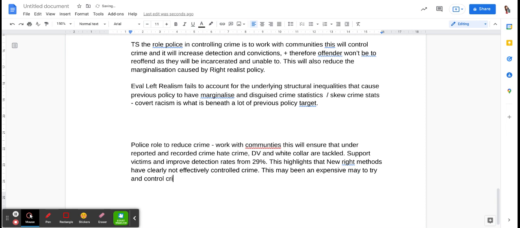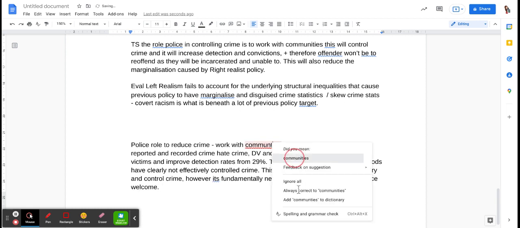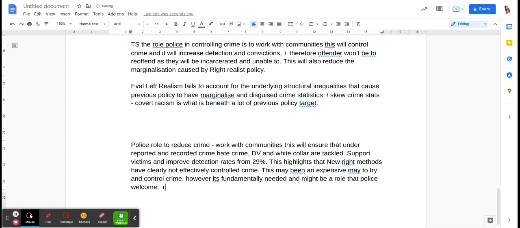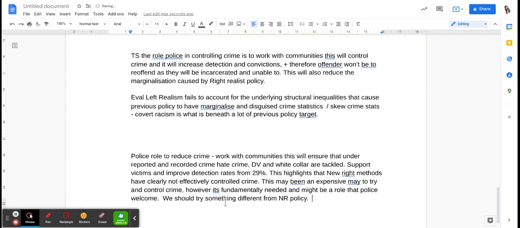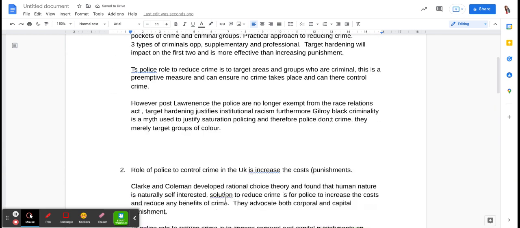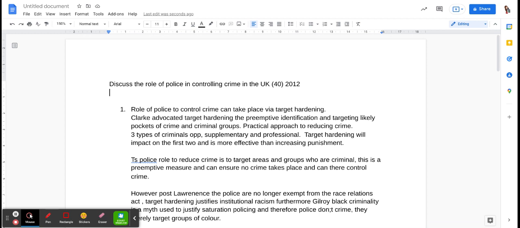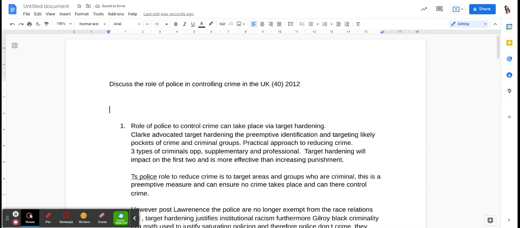However, it's fundamentally needed and might be a role that the police welcome. Let's try something new. Maybe I'll put that. We should try something different from new right policy. That's my judgment. That's based on all of those arguments. That's fundamentally this sociologist's conclusion. When I say my opinion, what I think, it's the judgment one has reached, I think is what we'd say. In the introduction, so we've discussed the role of police in controlling crime.